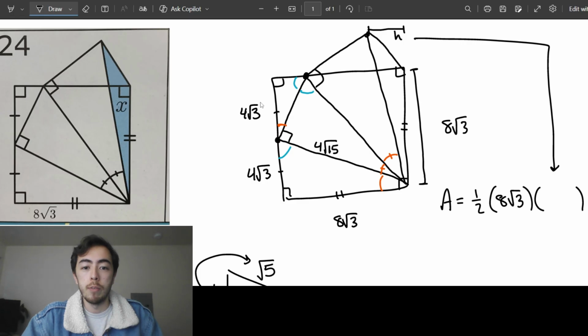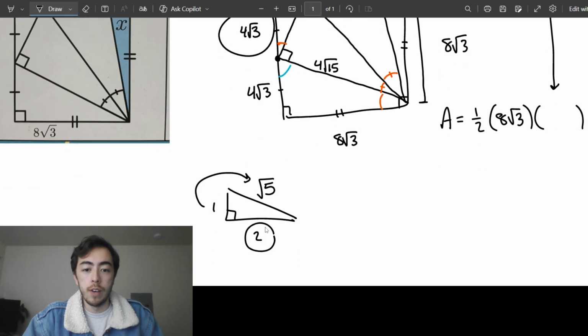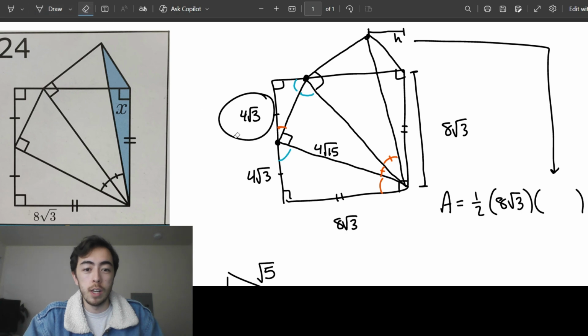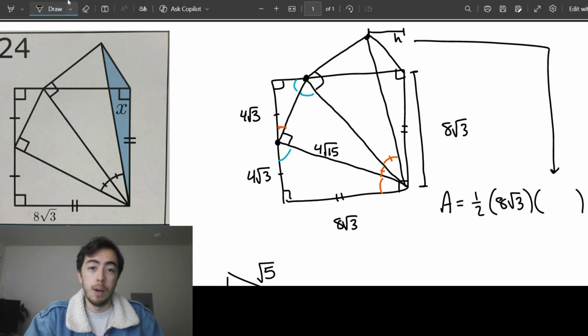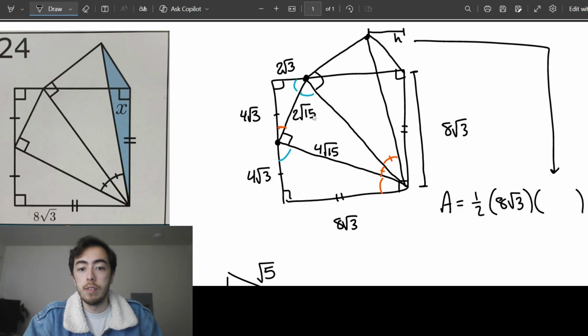It looks like I have information about the longer leg. So if I divide by 2, I get the shorter leg. And then like before, if I multiply by root 5, I'll get the hypotenuse. So here I don't really need to think about the Pythagorean theorem too much. I'm just working with proportions. So this is me dividing by 2, and this is me multiplying by root 5.